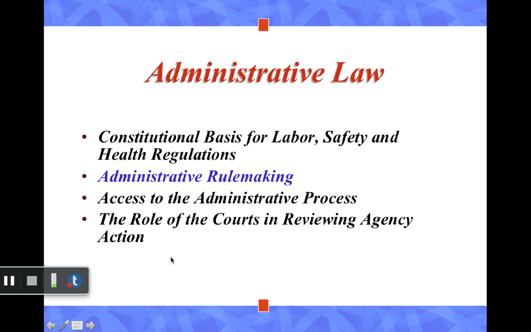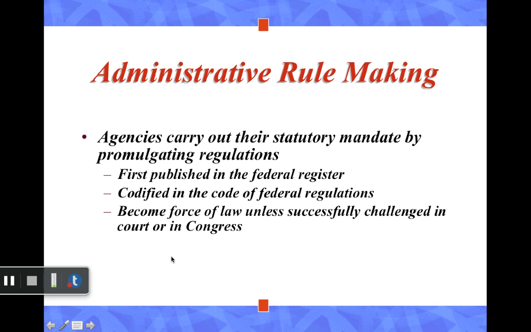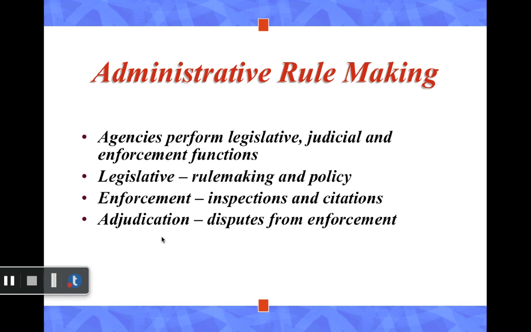The next part of this is administrative rulemaking, and this will again be getting into some of the role of the courts a little bit later, which I'll spend a little bit more time on than I did on the last slide. Agencies carry out their statutory mandate by promulgating regulations. If you're not familiar with that word promulgating, it's a big word that means creating regulations, but the formal way of describing that is regulations are promulgated when they're created by an agency. Now this process means that the regulations are first published in the Federal Register, then they're codified in the Code of Federal Regulations, and they become the force of law unless successfully challenged in court or in Congress.